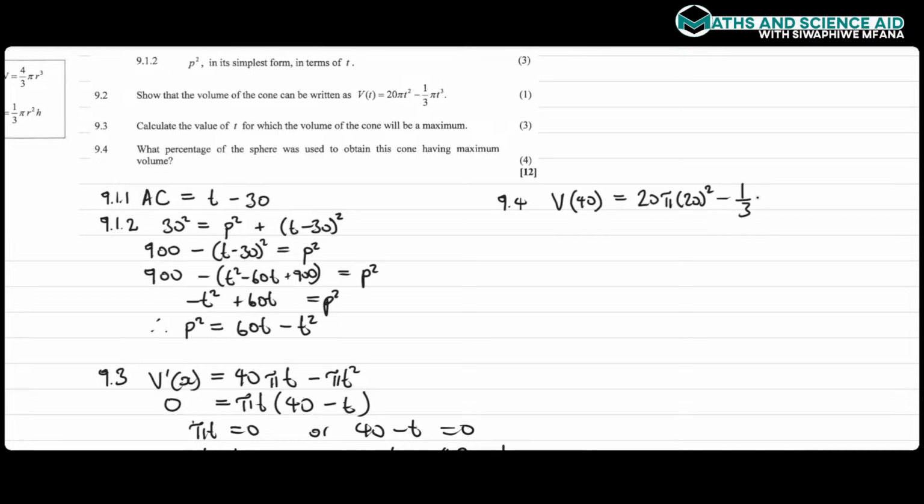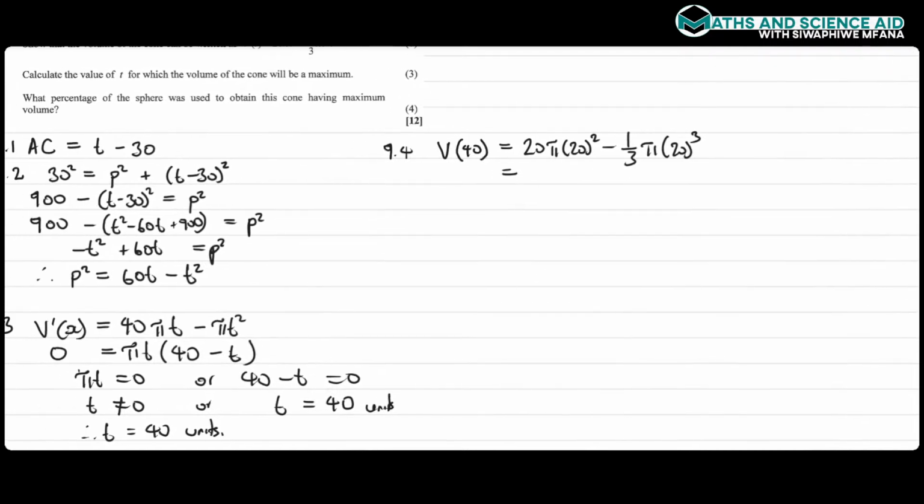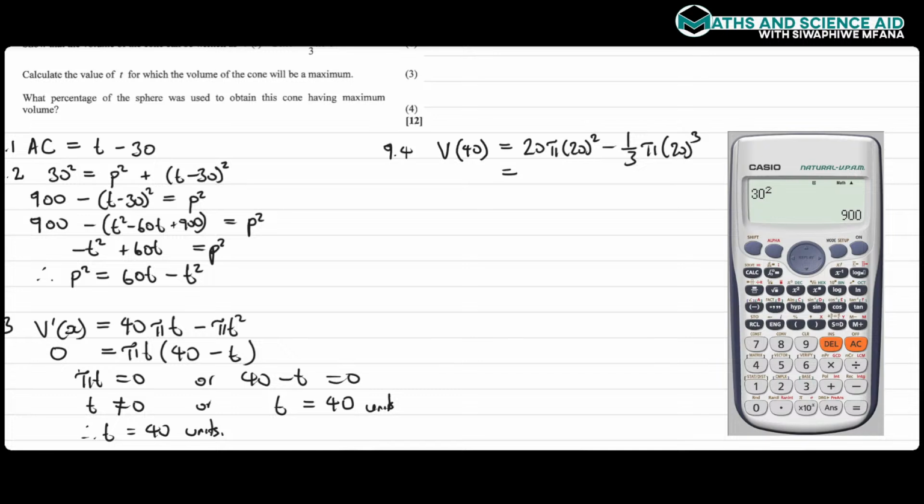Okay, pi into 20 cubed. Of course, we are going to need a calculator for that, so let's use our calculators. What is 20 multiplied by pi multiplied by 20 squared, minus 1 over 3 into pi multiplied by 20 cubed?